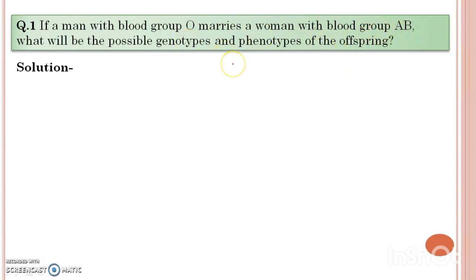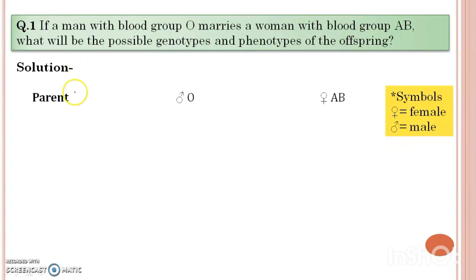Okay, so to solve this type of problem we need to know the symbols used to represent male and female. So this is the symbol of female and this is the symbol for male. At first we have to write the blood group of the parents. So we know this is the symbol of male, meaning the blood group of the male or the man is O and the blood group of the female is AB. Then we need to write the genotype. Genotype of O is small i, genotype of AB is IAIB.